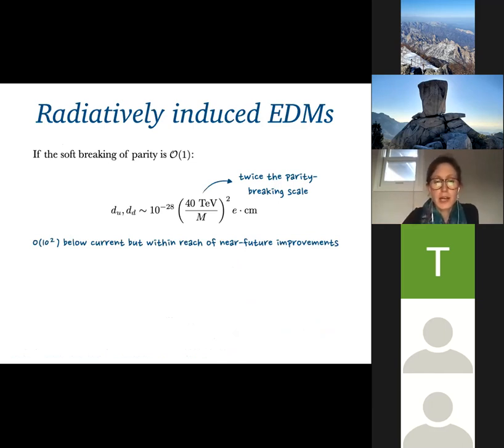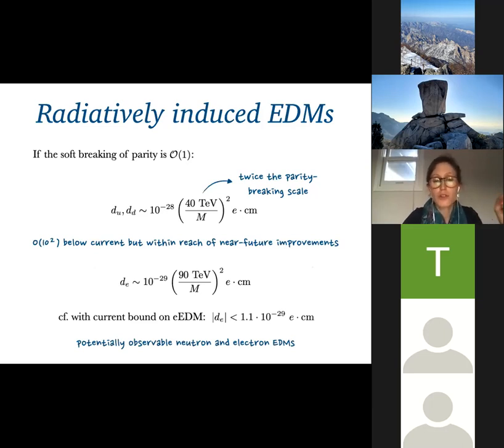So let's put in some numbers. If the deviation from hermiticity is order one, then the size of the electric dipole moments for the up and down quarks would be parametrically of this size, so 10 to the minus 28 e times centimeter. And I am normalizing this to a seesaw scale, which roughly is twice the value of the lower bound on the parity breaking scale. So this will translate into a neutron EDM that is parametrically of the same size. That is two orders of magnitude below the current bound on the neutron EDM, but it could be within reach of near future experimental improvements. Although, of course, this depends strongly on the size of this vector-like mass.